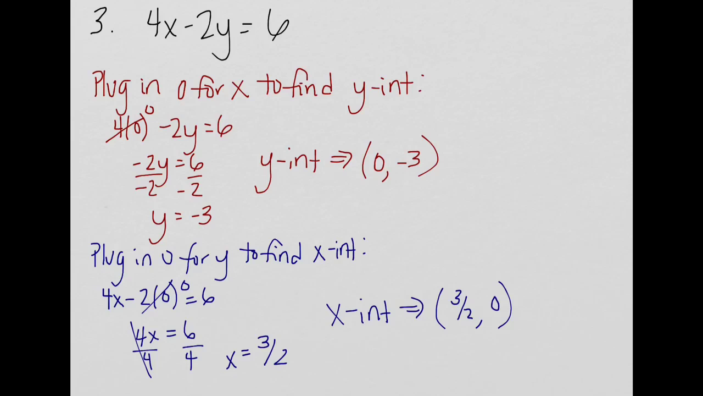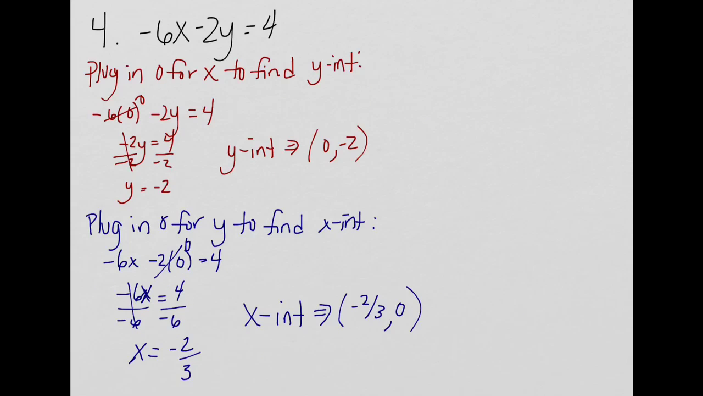In red, I've shown you how to get the y-intercept. I'm plugging 0 in for x. And in blue, I've shown you how to get the x-intercept by plugging 0 in for y and doing the work. Those should be your two answers once you're done.